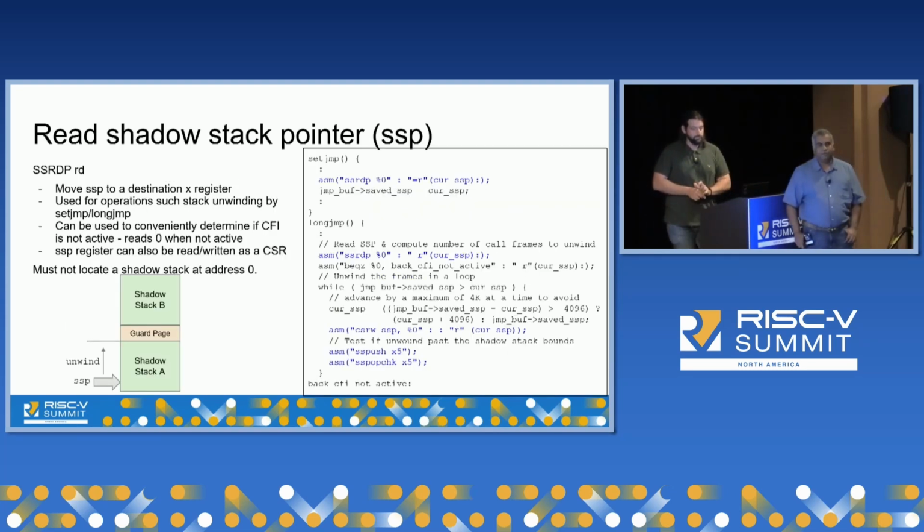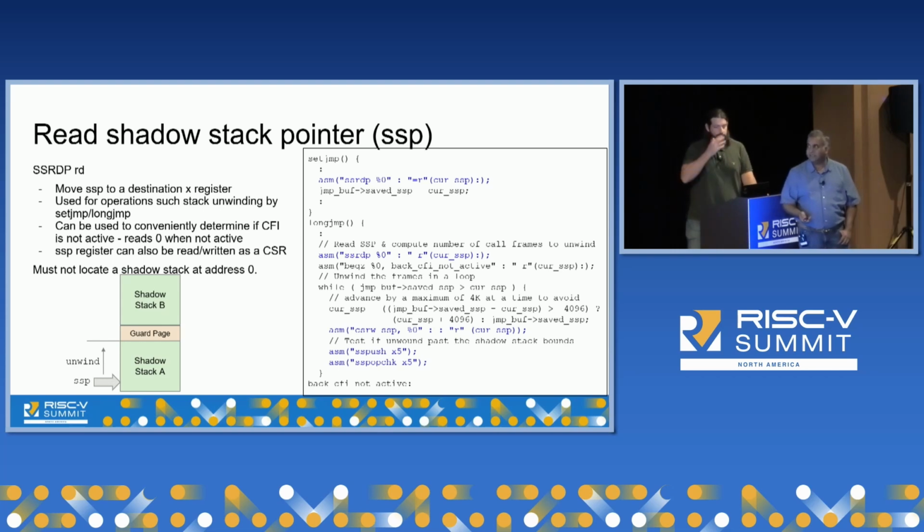The next instruction that we provide is called ssreadp, shadow stack read pointer, and this moves the SSP, which is the new register, into an X register. So SSP otherwise cannot be encoded into the source or dest of any RISC-V instruction, but you can read its value using the ssreadp instruction.